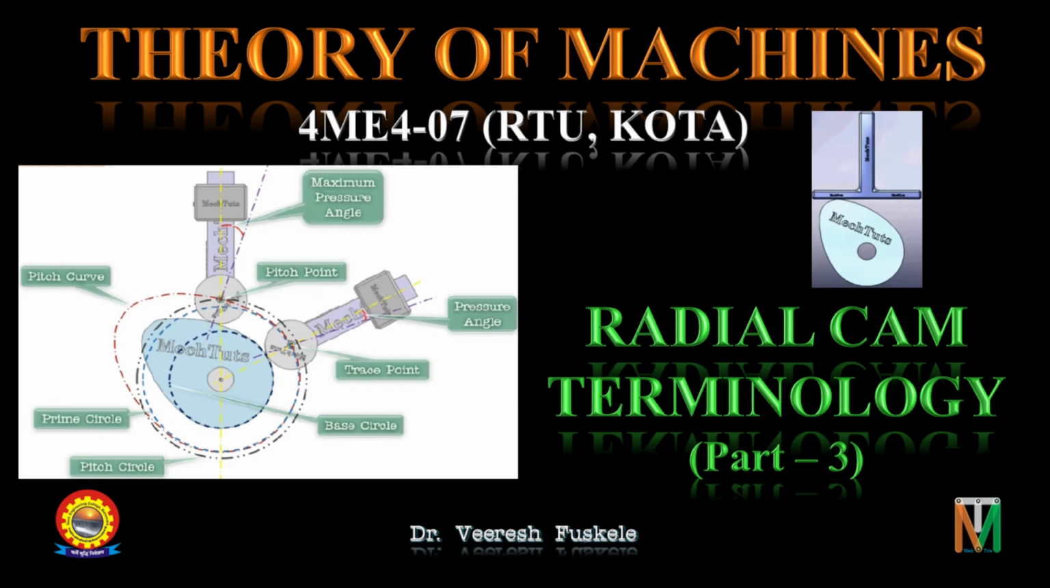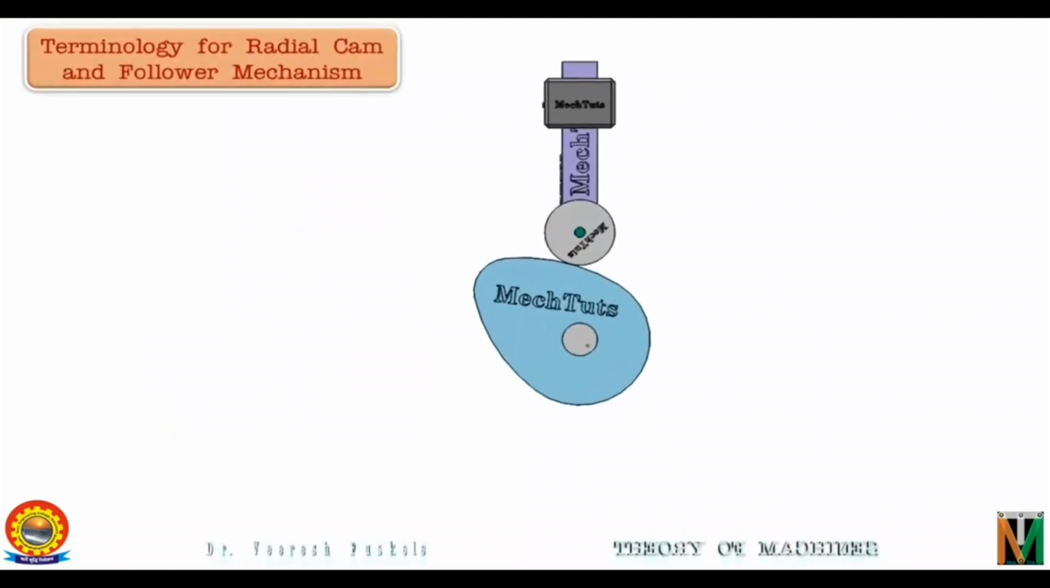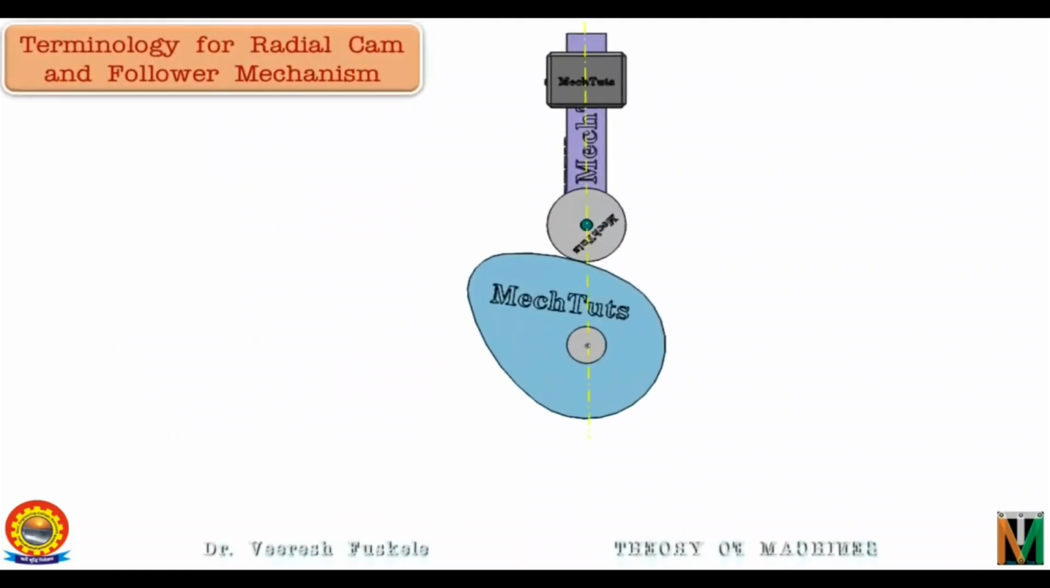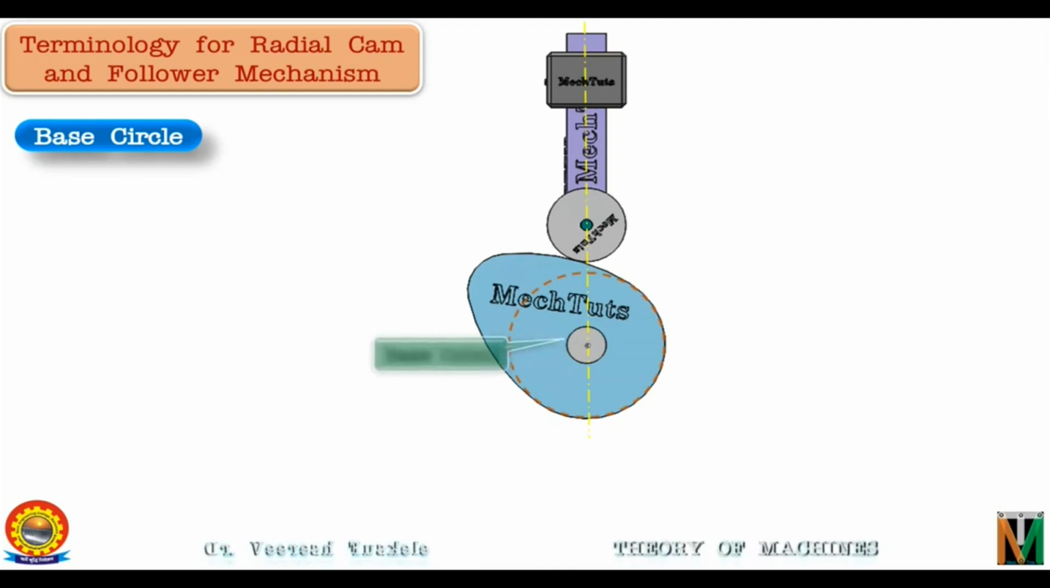This is part 3 of the lecture on terminology for radial cam. In part 1 and part 2 of this lecture, we discussed a few terms. In part 1, we discussed the base circle and learned that it dictates the size of the cam and is tangent to the cam profile with the cam center as its center.